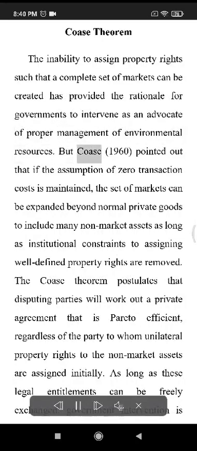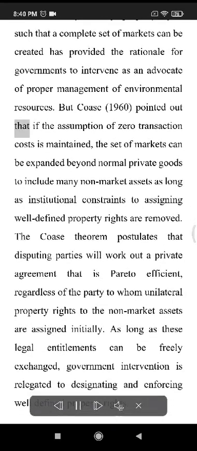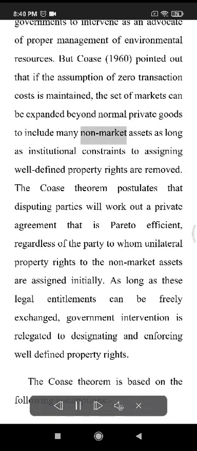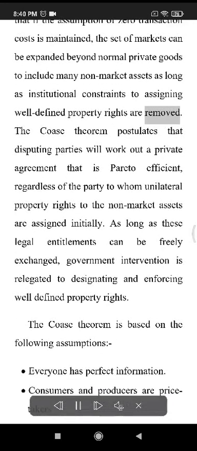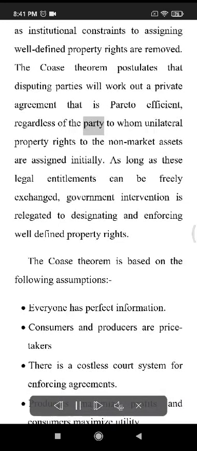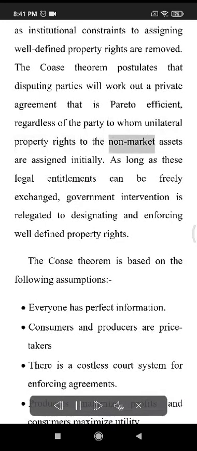But Coase, 1960, pointed out that if the assumption of zero transaction costs is maintained, the set of markets can be expanded beyond normal private goods to include many non-market assets, as long as institutional constraints to assigning well-defined property rights are removed. The Coase theorem postulates that disputing parties will work out a private agreement that is Pareto efficient, regardless of the party to whom unilateral property rights to the non-market assets are assigned initially.